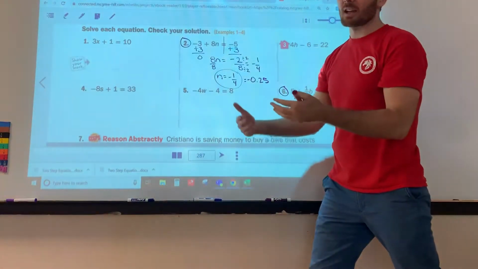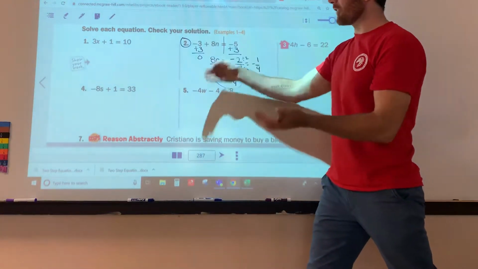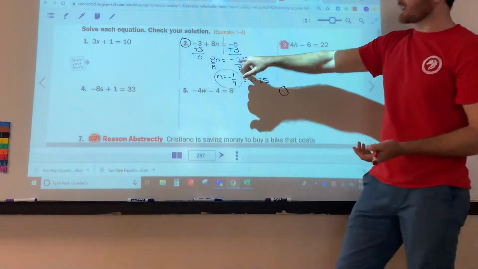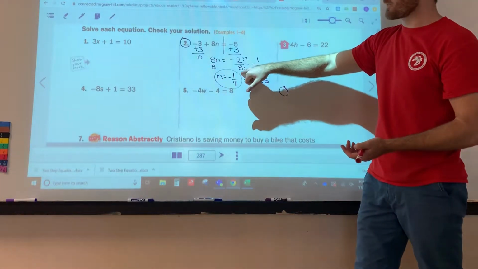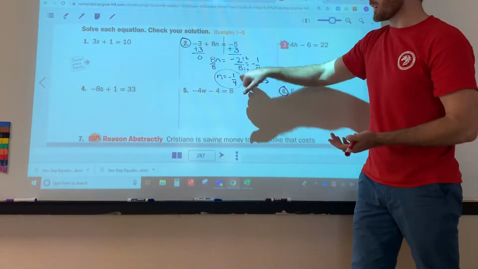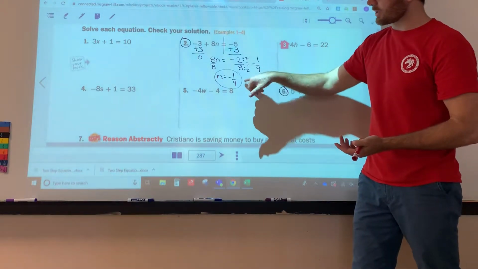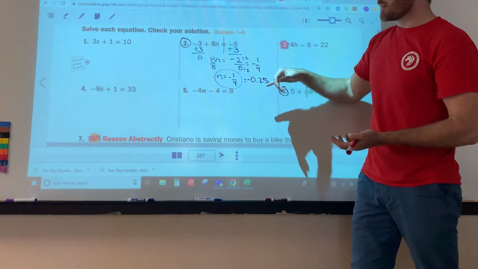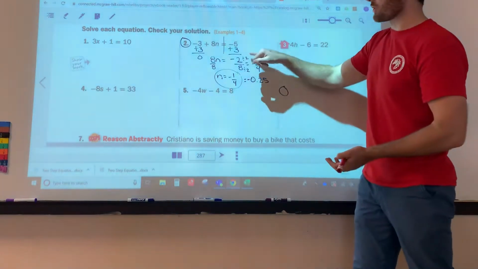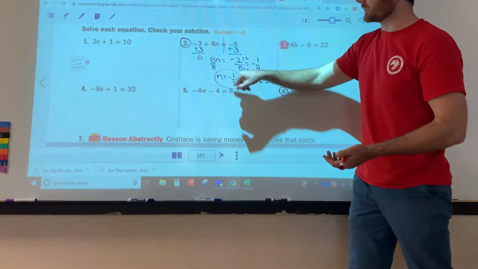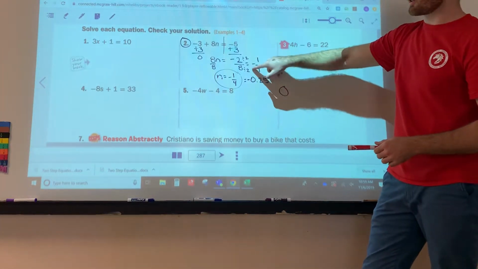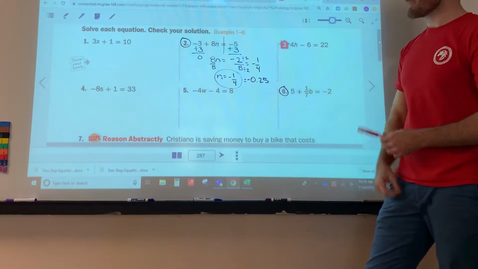Then we had to get rid of the 8 times n. What's the opposite of 8 times n? N divided by 8. So we did 8 divided by 8 here, and -2 divided by 8 here. Well, if I did -2 divided by 8, I would get the decimal answer -0.25. But instead, I chose to keep it as a fraction by simplifying. N equals -1/4. That's simplified by the greatest common factor there. All right, so that's your summary.